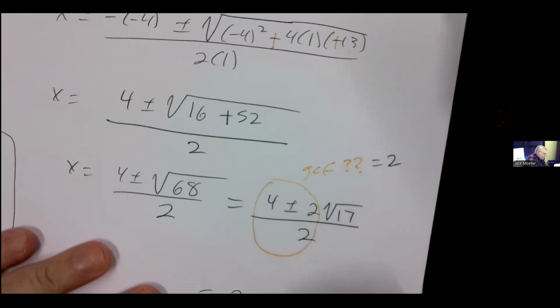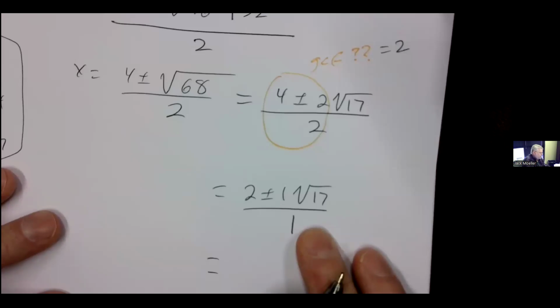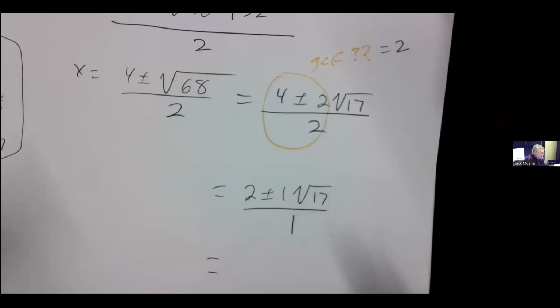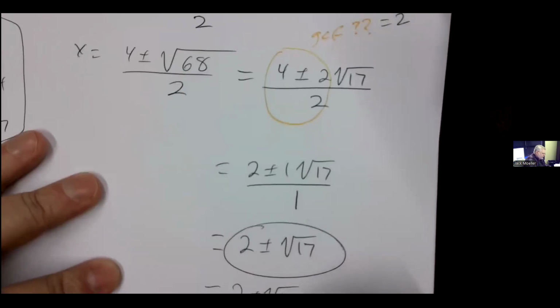We get 2 plus or minus 1 square root of 17, over 1. But anytime we have something over 1, that's a whole number, and we don't really need the 1 in front of this, just like we don't need a 1x in the final answer. It'd be 2 plus or minus the square root of 17. Or in MyMathLab, 2 plus square root of 17, 2 minus square root of 17.